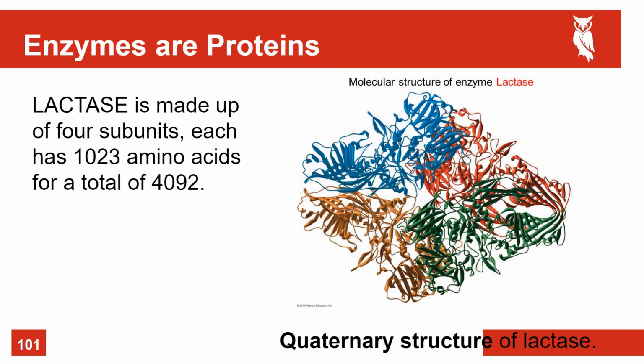Again, enzymes are proteins. Lactase is made up of 4 subunits. Each has 1,023 amino acids for a total of 4,092. So when we talk about the complexity of these protein structures, these enzyme structures, this is kind of what we're saying.